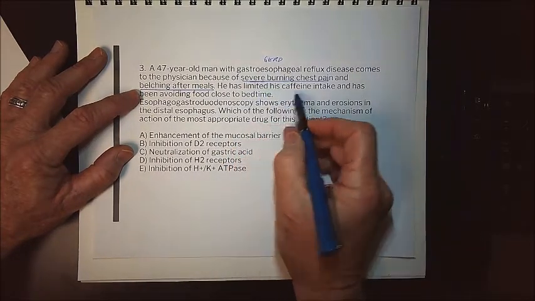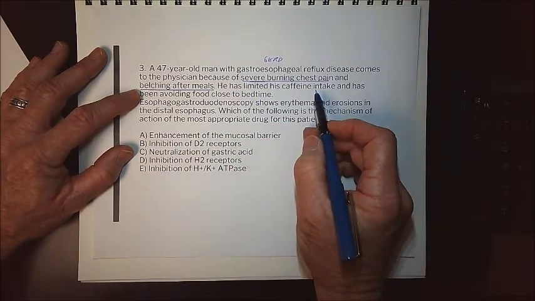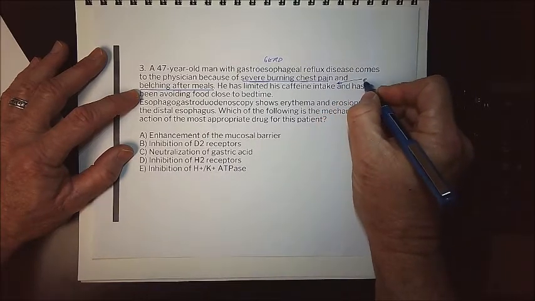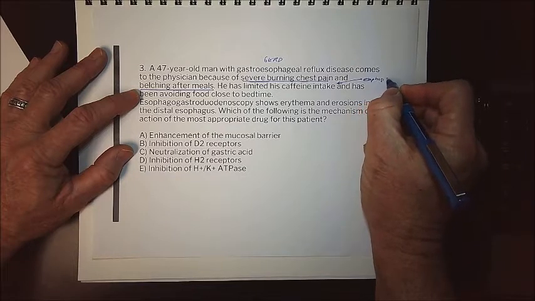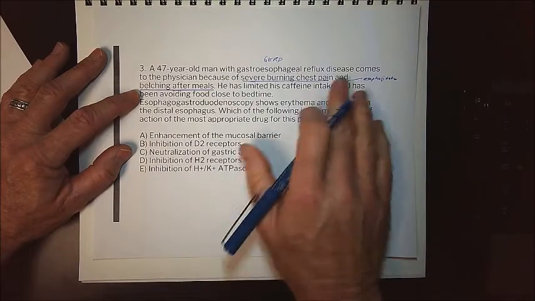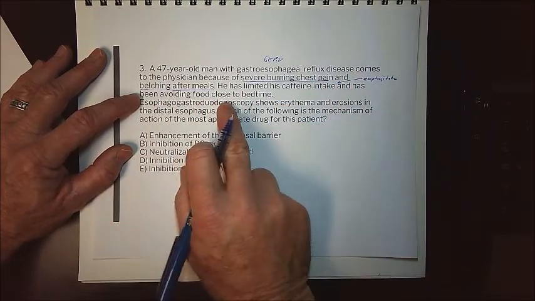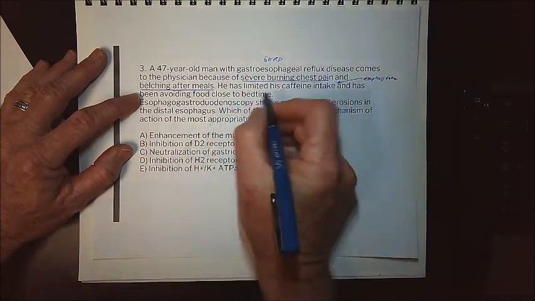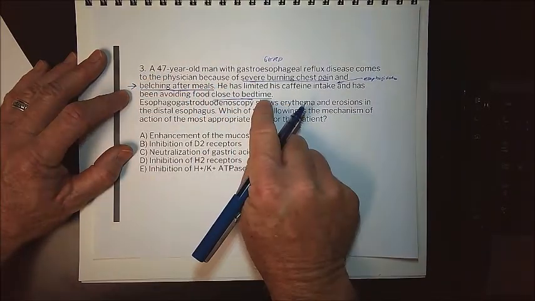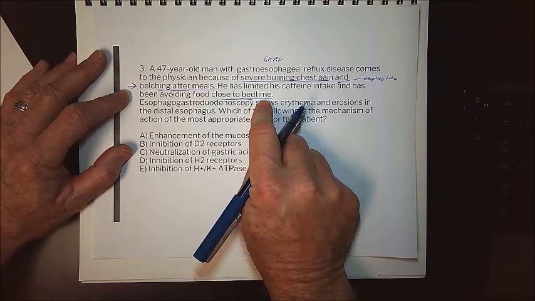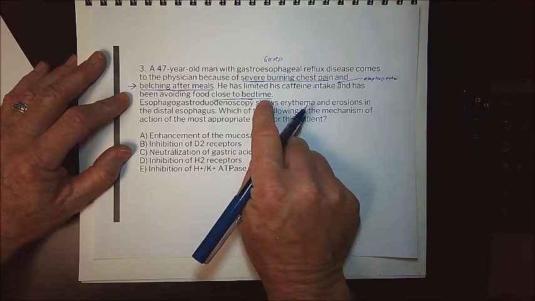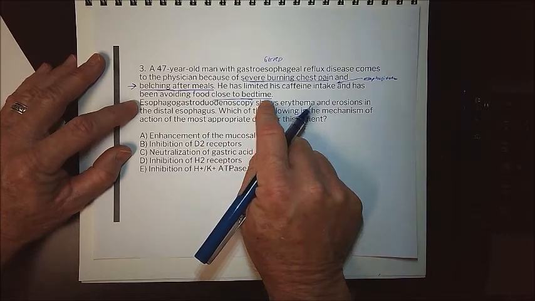He has limited his caffeine intake. This is important. This is probably self-prescribed, because caffeine can cause esophagitis, and it can exacerbate the problem of GERD. And he has been avoiding food close to bedtime. This has to do with the belching after meals, because this can cause aspiration. As a person lies down, reflux coming from the GERD can get all the way up into the airways.